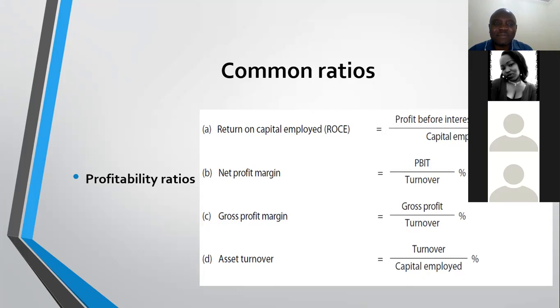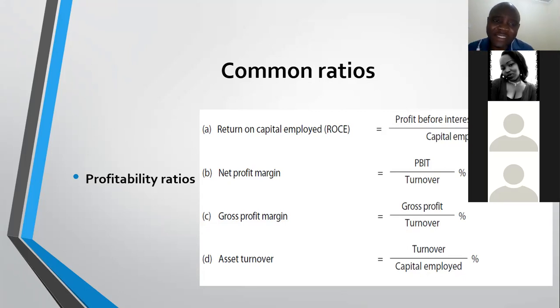Net profit margin. Here, all you're saying is that this is the excess, the bottom line. As a percentage, from the 100 kwacha that we sell, we are making 2 kwacha as a net profit margin. And these, which are turnover based, are saying that all the activities within are being funded from your revenues.